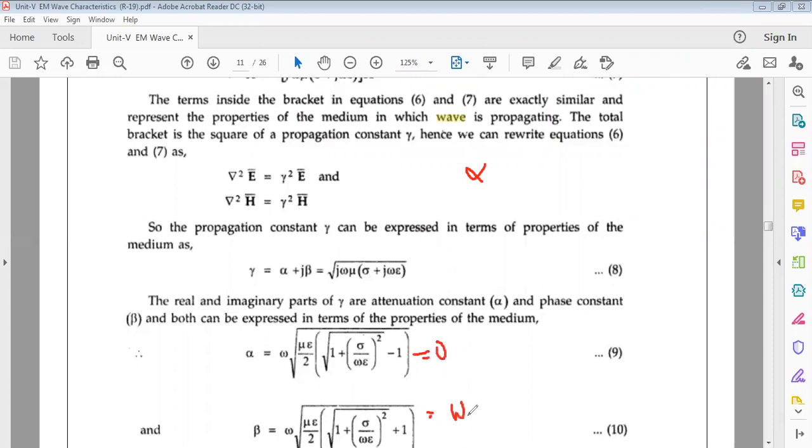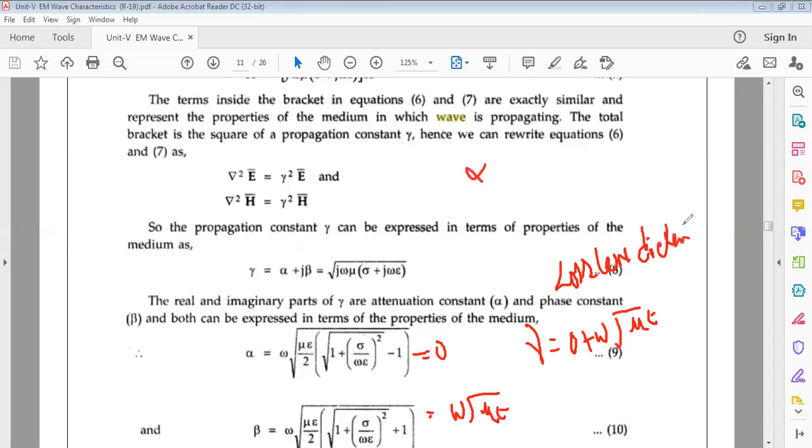And beta is equal to omega under root of mu epsilon. That gamma is equal to 0 plus j omega under root of mu epsilon. Okay, this is for the lossless dielectric. For a lossless dielectric, the uniform plane wave propagation constant has alpha equal to 0, nothing but the attenuation constant, and the phase constant beta is equal to omega root mu epsilon, in terms of the parameters mu and epsilon.